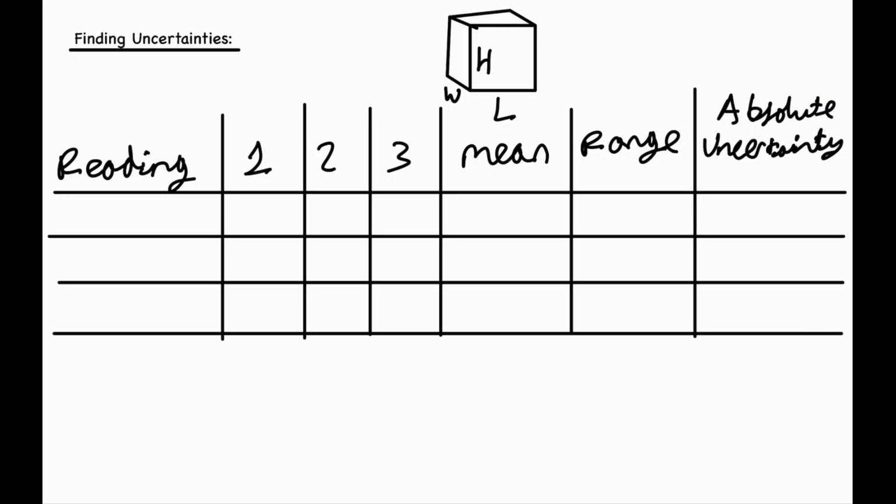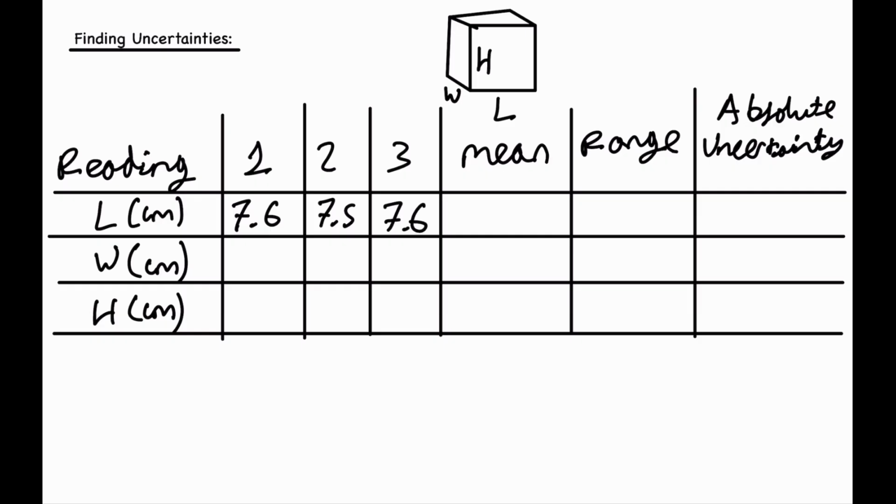So this is our length in centimeters, this is our width in centimeters again, and this is our height in centimeters again. Remember to always leave your units in the table titles, so you don't have to keep writing the units in each box. Say we have readings of 7.6, 7.5, and 7.6 for the length, 5.0, 5.1, and 4.9 for the width, and 1.6, 1.7, and 1.7 for the height.